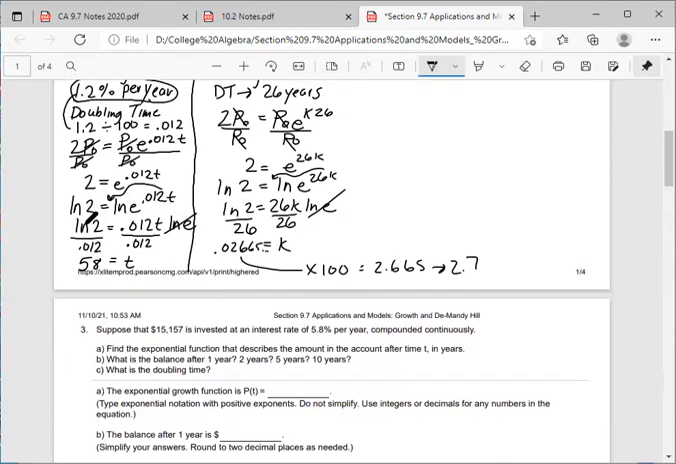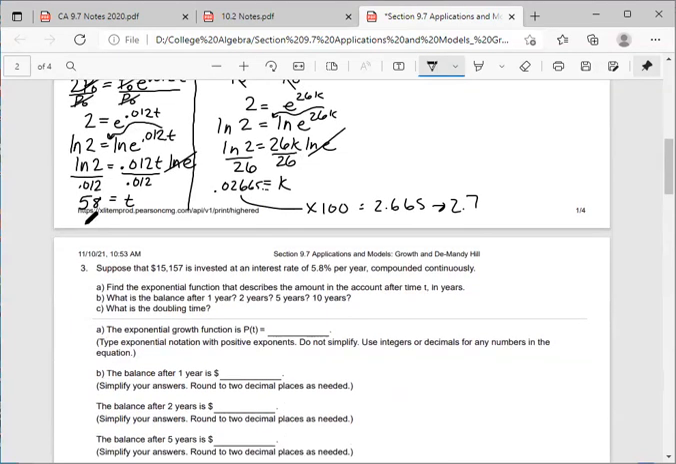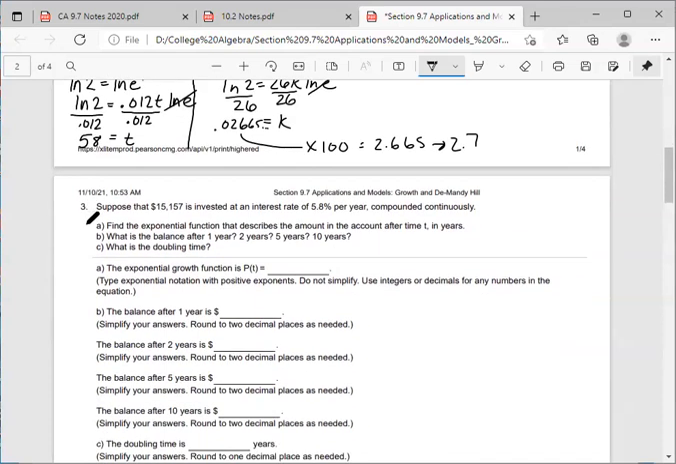Number 3 says, suppose that $15,157 is invested at an interest rate of 5.8% per year, and that it's compounded continuously. When it's compounded continuously, that means like every second of every minute, it's compounding. So that's why we're using that e. It's a very good approximation of what the answer is going to be.